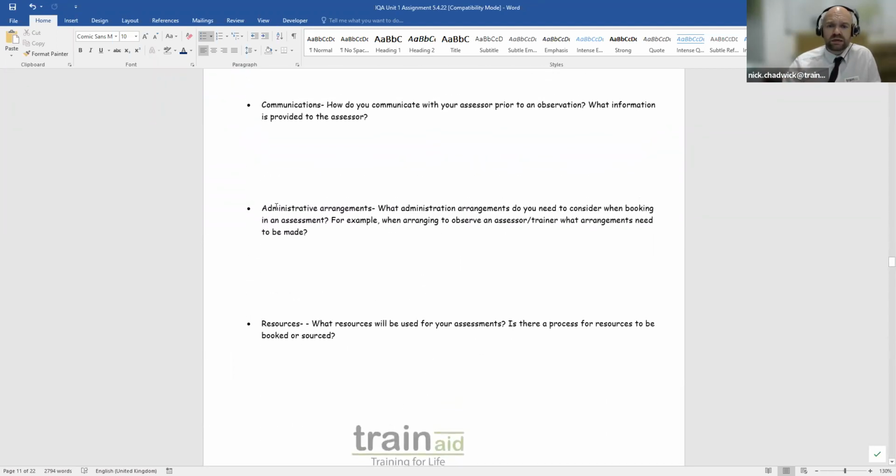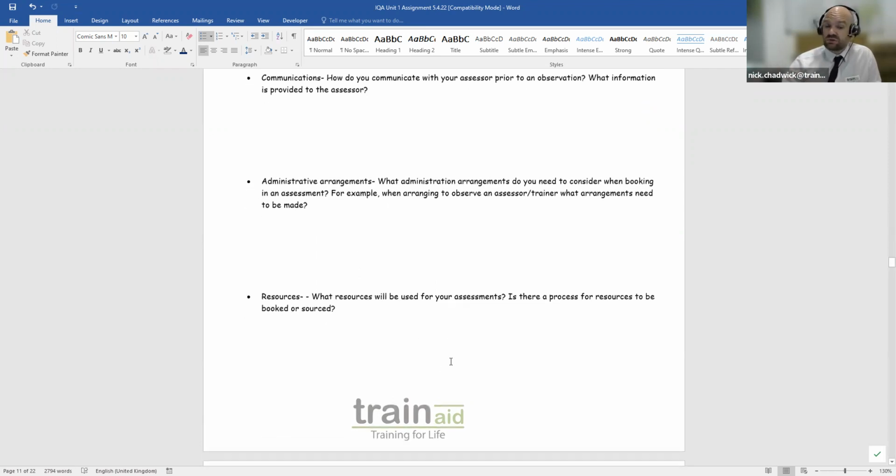Just a couple of the key points here is admin arrangements. What admin arrangements do you need to consider when booking in an assessment? For example, when arranging to observe an assessor or trainer, what arrangements need to be made? And also resources. What resources will be used for your assessments? Is there a process for resources to be booked out or sourced?